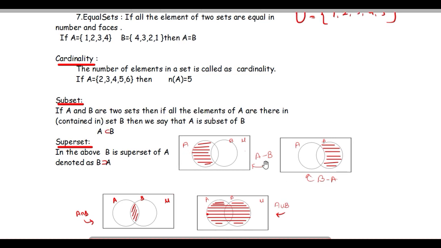If we need to shade the portion which represents A minus B, then this is the portion which represents A minus B, and this is the portion that represents B minus A. A union B means all the elements of A and B together, so we need to shade the entire two sets A and B. A intersection B is represented by the overlapping portion here.